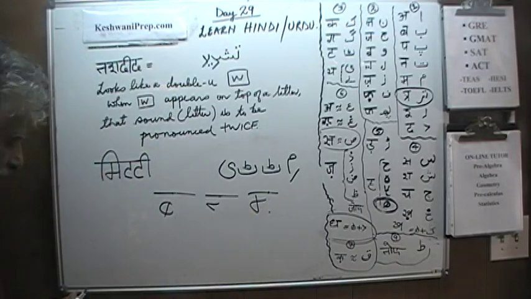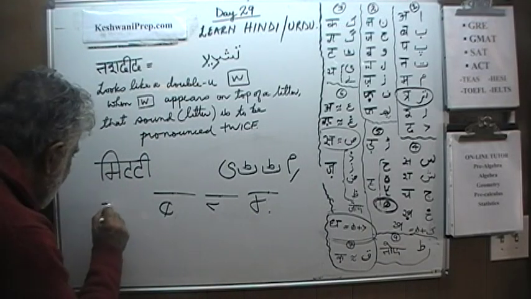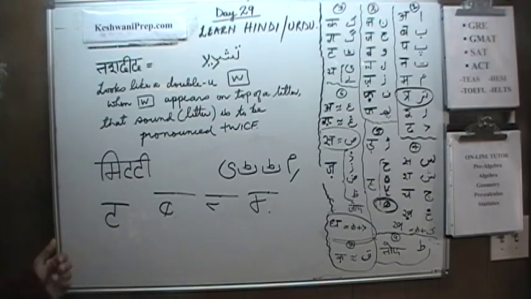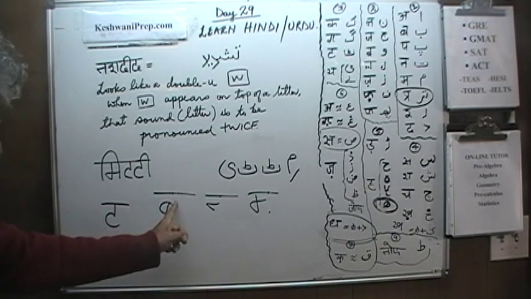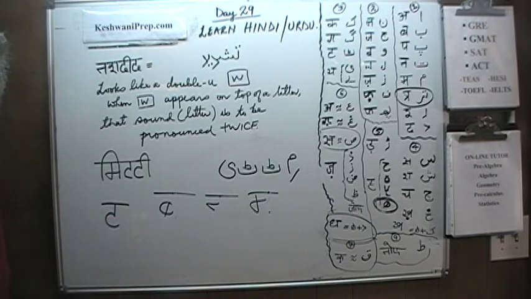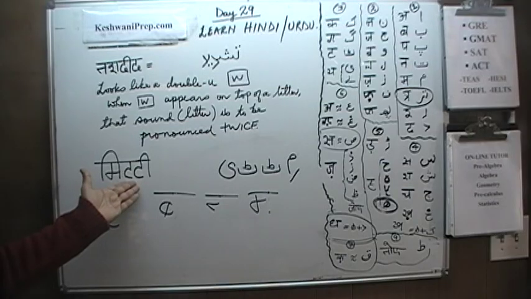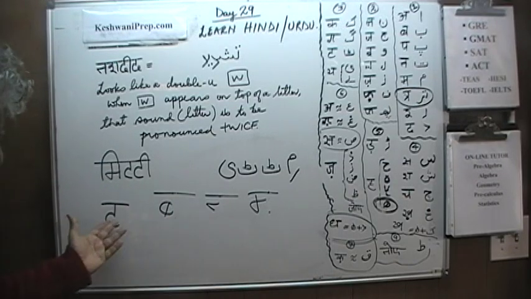The problem here is that when you write a ta, it doesn't have any line that we can take out. It doesn't have this additional line that we can simply erase. So then how do we tell the reader that this first ta is half a ta? How do we tell the reader that the first ta is to be pronounced with me? It's not mitati. How do we tell the reader that it's mitti? We can't do what we do here.